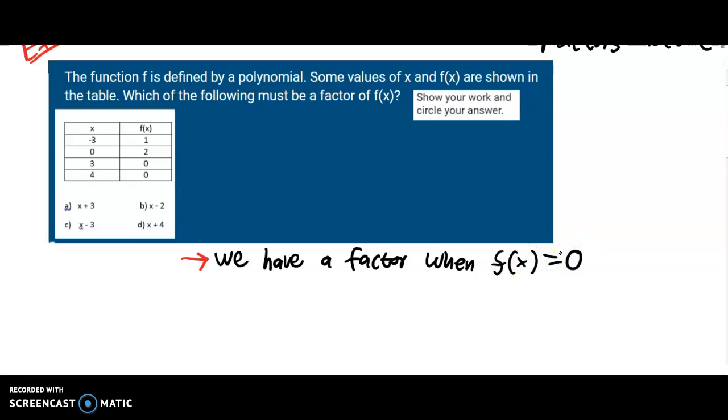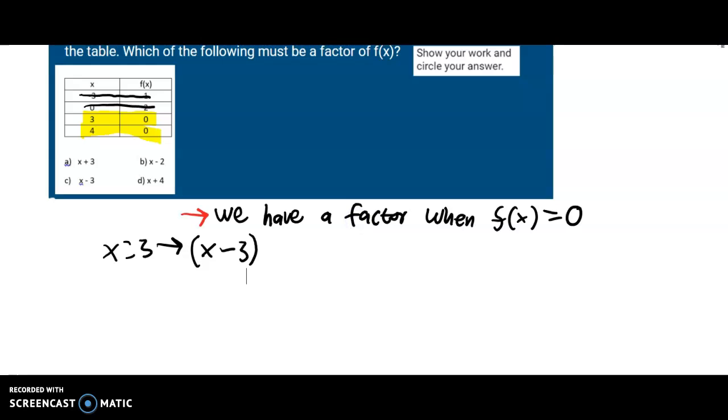Okay, so right off the bat, it can't be this one, and it can't be that one. So we're really interested in these two. The first one tells us x equals 3, which would be a factor of x minus 3. Remember, we flip signs there. The second one would be x equals 4 with a factor of x minus 4. So in the answer choices, we're looking for either x minus 3 or x minus 4. It can't be part A, can't be B, it's definitely C. Let's check D, and it's not D either.